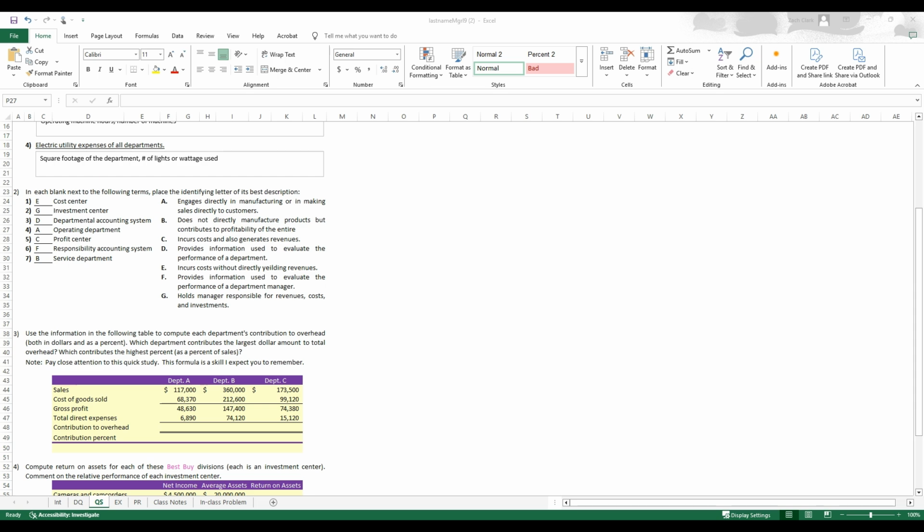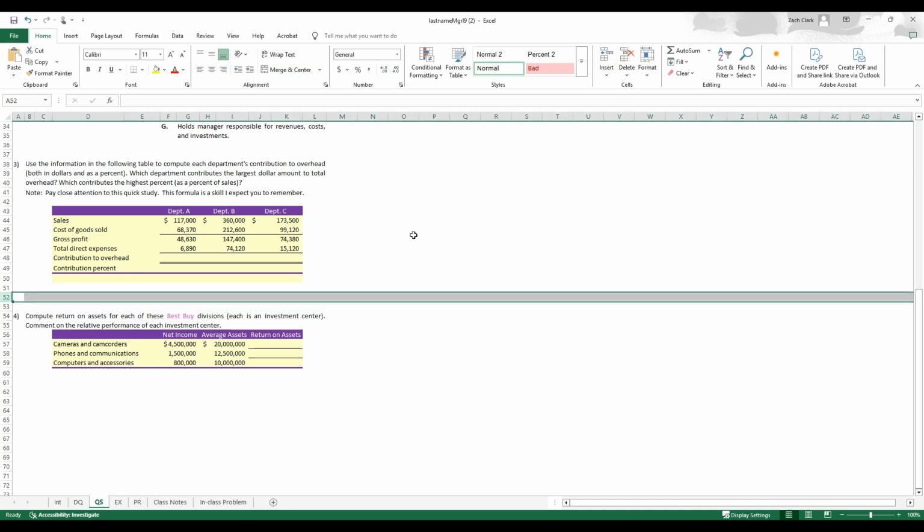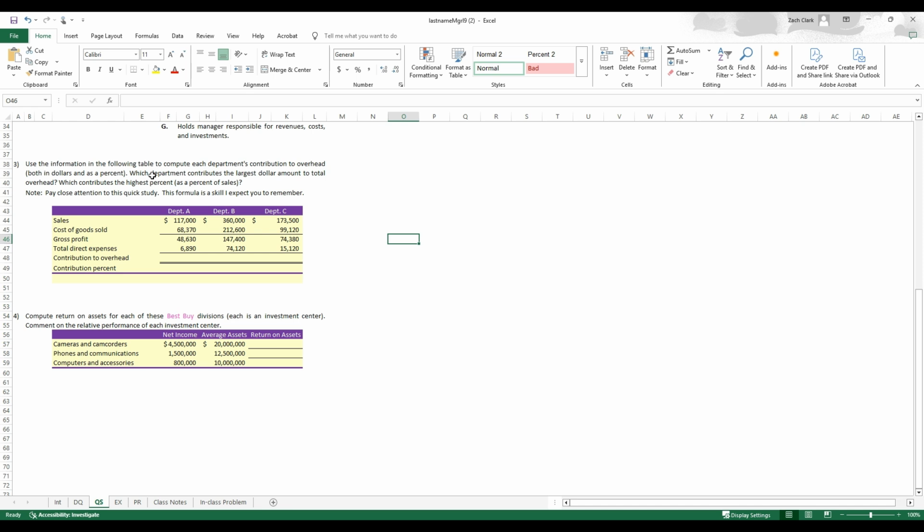Okay, let's go on to number 3. Use the information on the following table to compute each department's contribution to overhead, both in dollars and percent. Which one contributes the largest dollar amount and percentage?